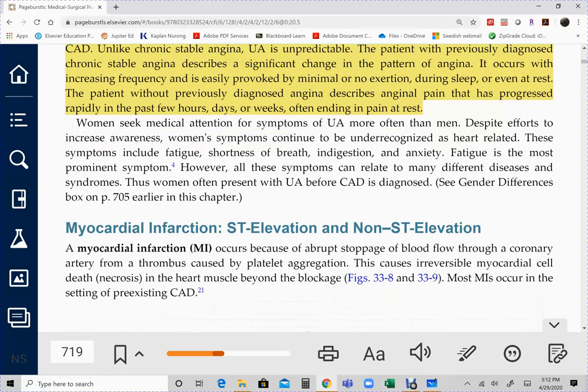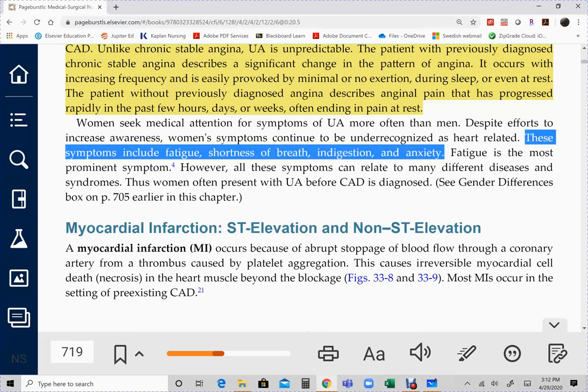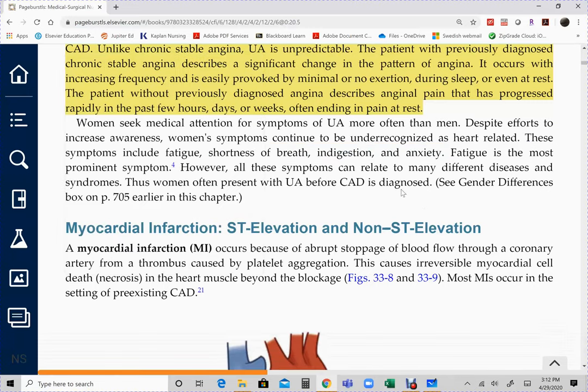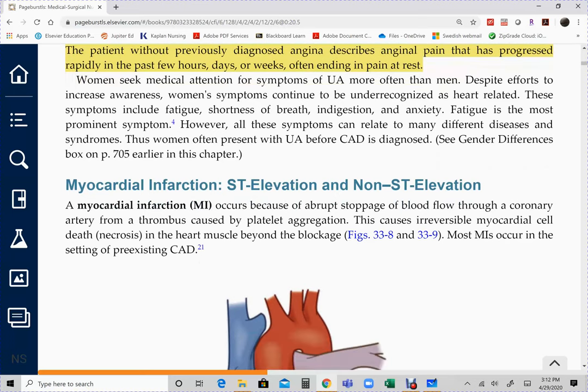And I already mentioned that although women seek attention more than men, because of the atypical chest pain that most women present with, that may prevent them from seeking help. Because here, the patient may just feel that these are their problems instead of chest pain. They may just think, you know, all this is probably GI. All they'll have probably is fatigue, which is a sign of heart failure.